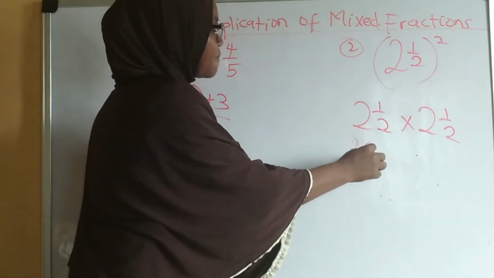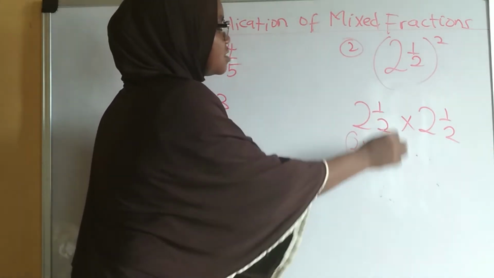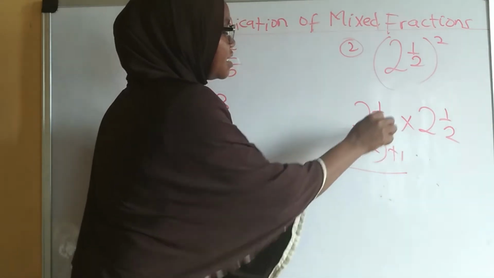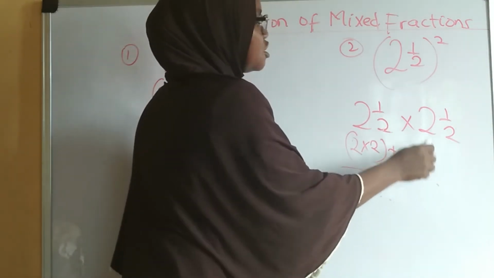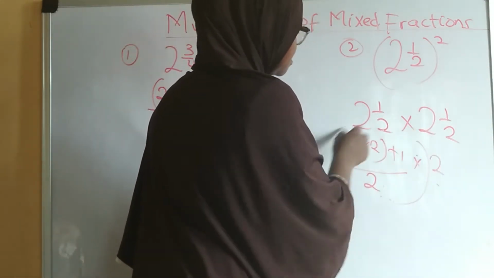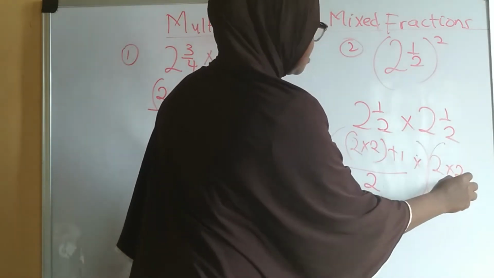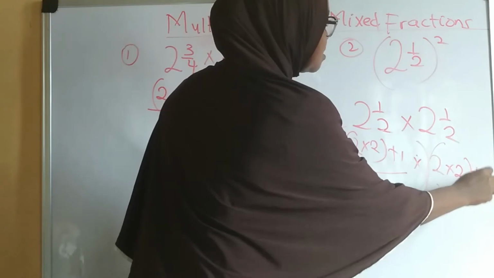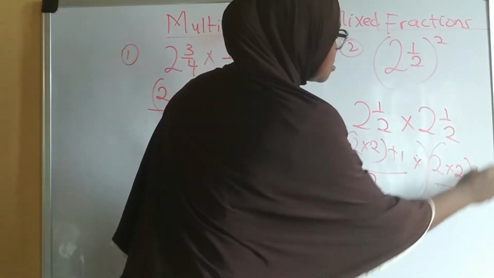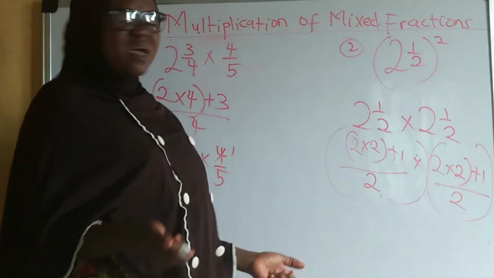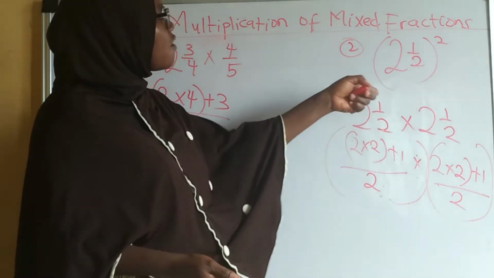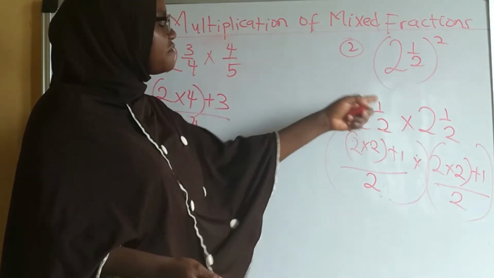Like this. 2 times 2 plus this 1 over this 2. Do you understand? What we are simply doing is 2 times 2, 4, plus 1, 5. It's now 5 over 2.